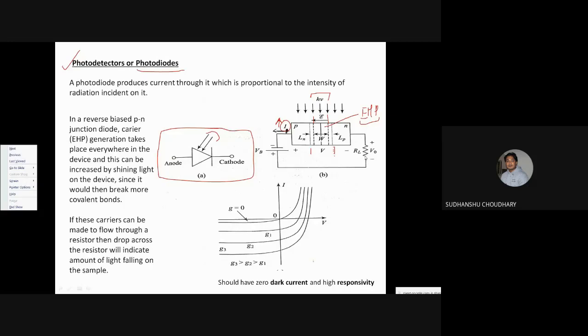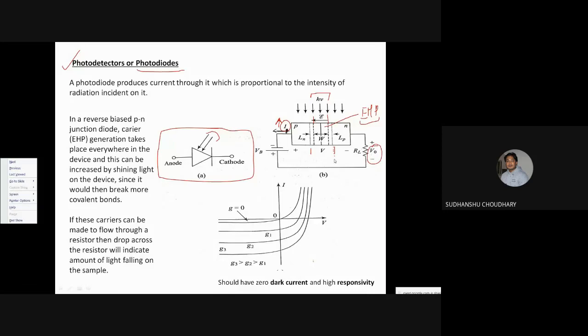So I attach a resistor over here through which the carriers, or the current, will pass. The reverse current will pass, and it will produce a drop across this resistance. Now the amount of drop across this resistance can be used to indicate the amount of light falling on the sample. So how much light is falling on the sample can be indicated by the drop across this resistance.